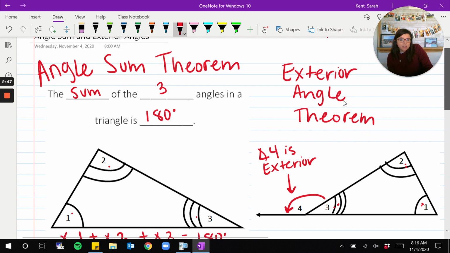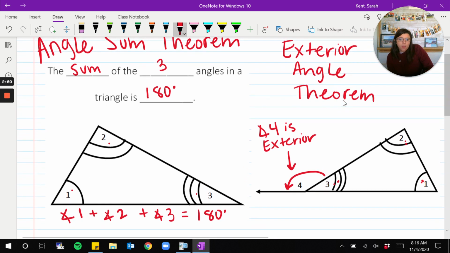For our exterior angle theorem, angle 1 plus angle 2, these angles that are far away, will always equal angle 4. Angles 1 and 2 are the angles that are off on the side. If we add these together, it'll always give us this exterior angle. So let's look at a couple of examples of this.